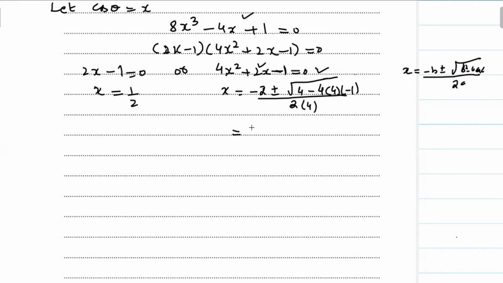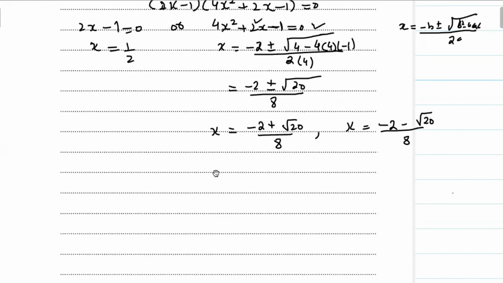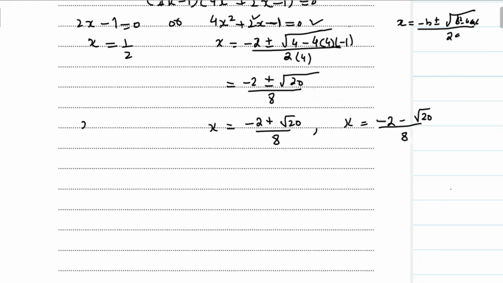We can write this equation as minus 2 plus minus square root of 20 over 8. And we can write x equal to minus 2 plus square root 20 over 8 for this one, and next x equal to minus 2 minus square root of 20 over 8. Now we can write this equation, and here x equal to 1 over 2.